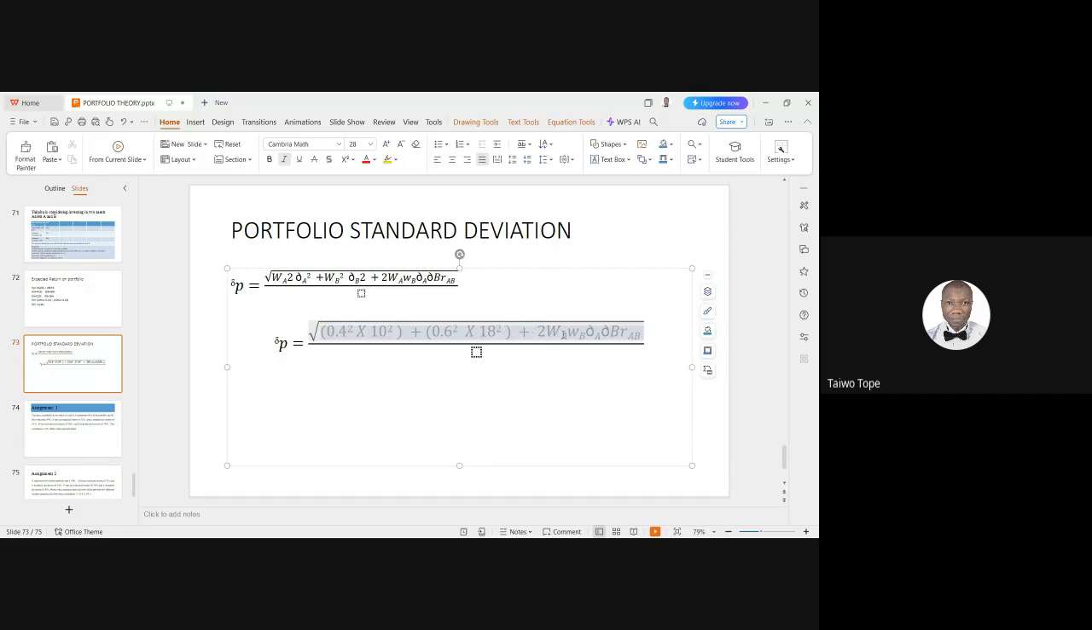Plus the weight of security A is what? 2 is constant. So it's 2 multiplied by what? The weight of security A. 40%. That is 0.4.